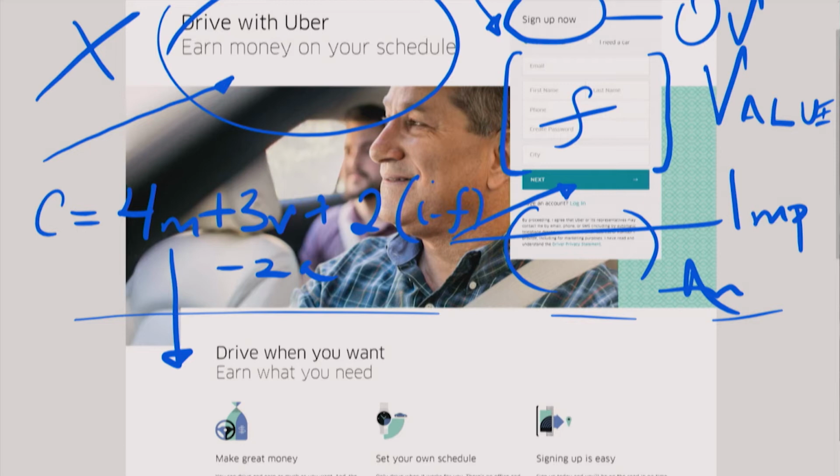In light of all that, we can look at this page and say, wow, the sign-up process has a horrific headline. It just tells me something unpleasant to do.